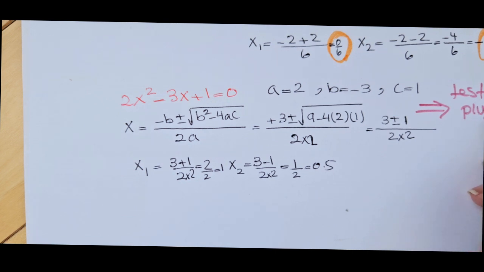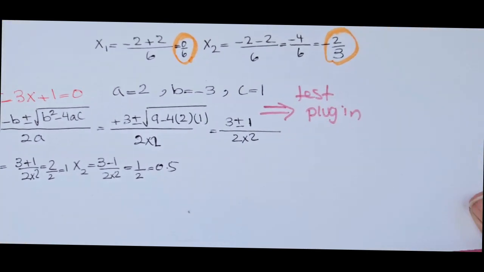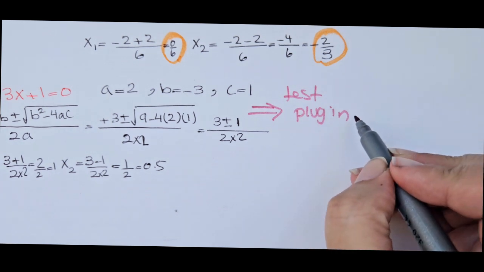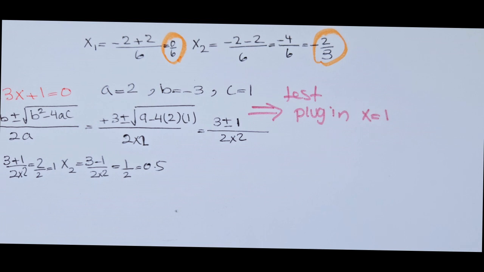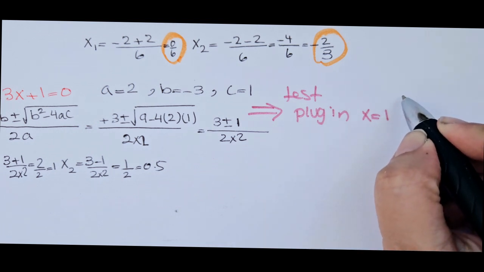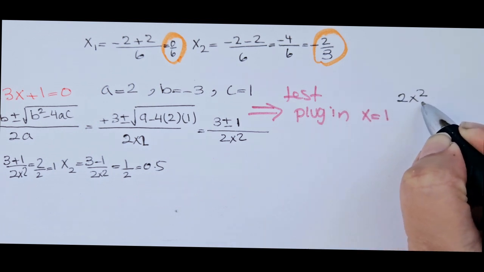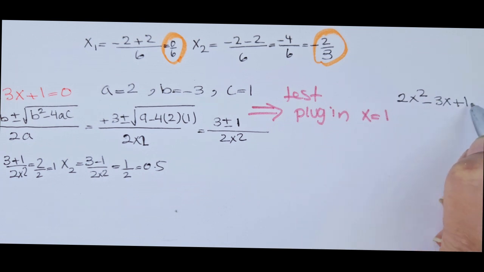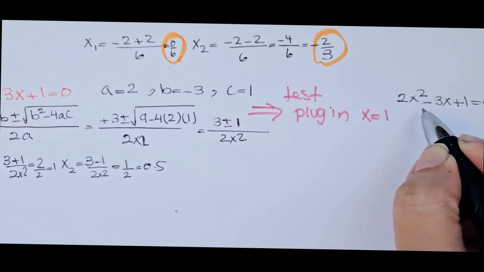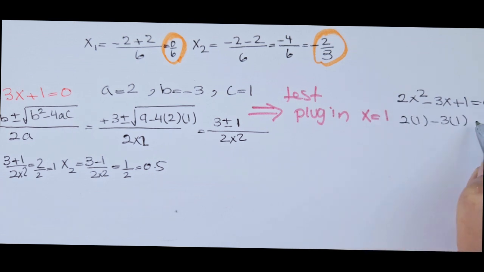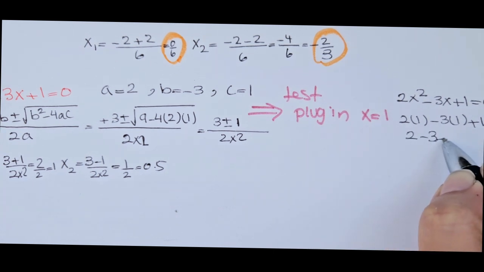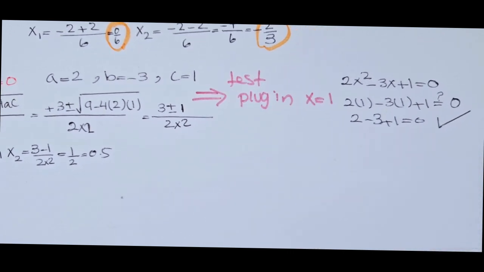So first of all, we plug in the first one, which is x equal 1. On this side, we have 2x squared minus 3x plus 1, which must be equal to 0. So I plug in x as 1, so that would be 2 minus 3 times 1 plus 1. Is it 0 or not? 2 minus 3 plus 1 is equal to 0. So that's your correct answer.